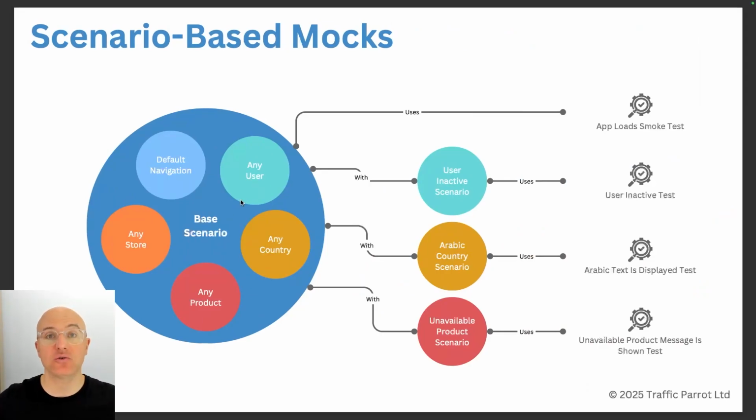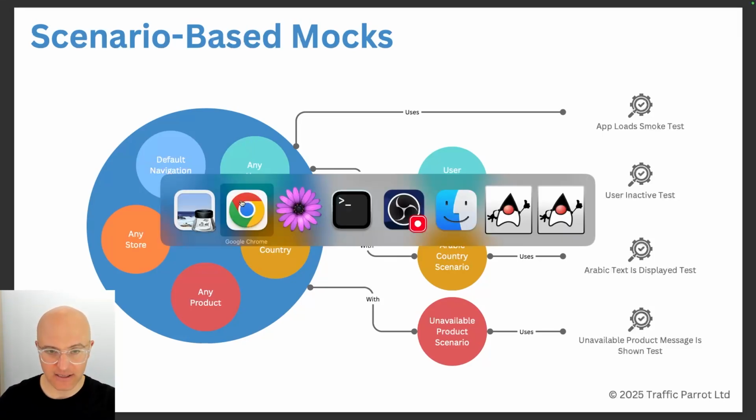Now we need to use the composite scenario to combine these two. Right now we're using only two scenarios in the composite scenario. You could use more. You can say it's an inactive user in an Arabic country, or an Arabic country scenario with unavailable products and the defaults, etc. So it doesn't have to be two. We're just starting with two because it's simpler.